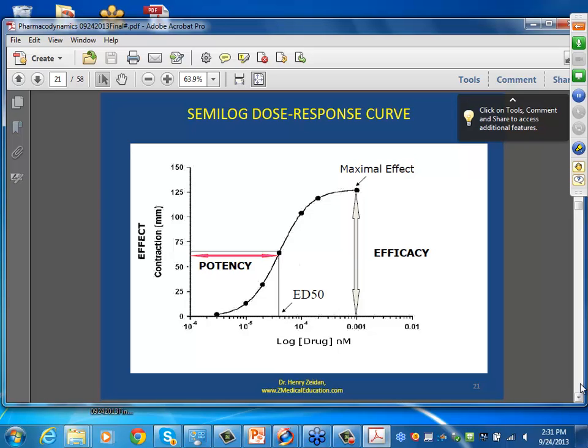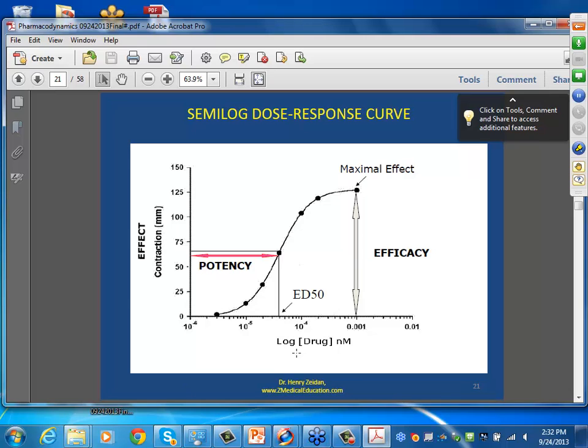Let's now look at these beautiful graphs and make some sense out of them. This is the semi-log dose response curve. What you see here on the y-axis is the effect.